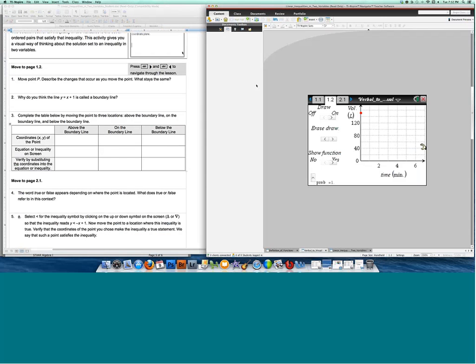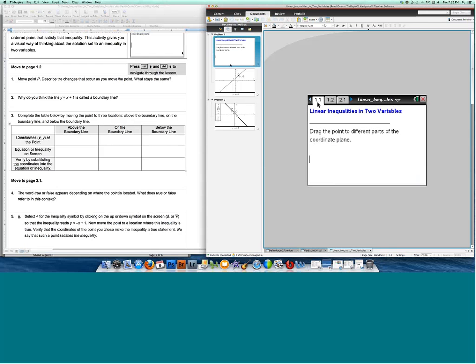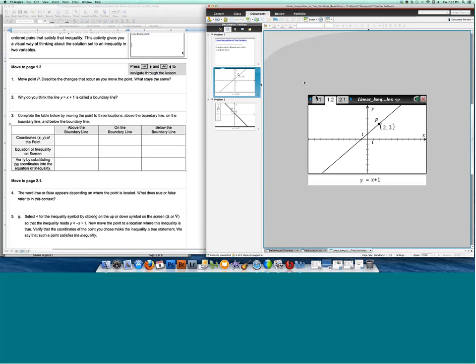So the instructions are pretty simple on the title page, and it just informs them to drag the point to different parts of the coordinate plane. And so they click and drag this point, and as they do, notice what's happening with the regions. Those regions are becoming shaded, and likewise the attributes of the boundary line are also changing. And along with that, down in the bottom here, the equation itself changes from an equation to an inequality depending on the location of the point.